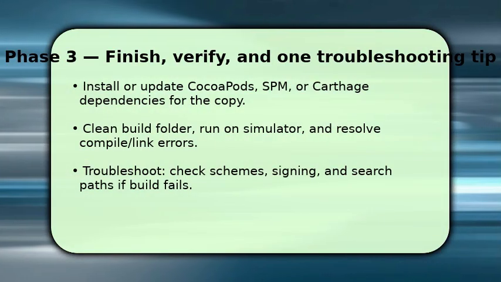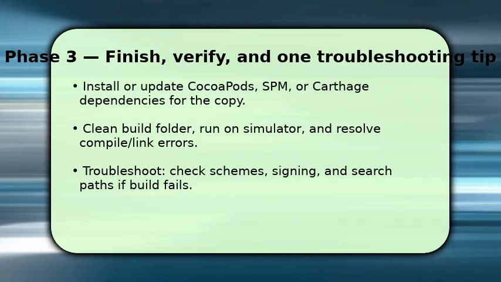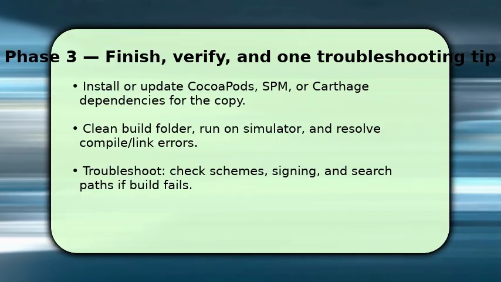Finish by syncing dependencies. Run pod install, resolve Swift Package Manager packages, or rebuild Carthage frameworks so the duplicated project has the same libs. Then clean the build folder and run on a simulator or device to verify compile and runtime behavior. If you hit errors, inspect build settings, search paths, header maps, and framework links. Also verify target schemes and signing identities.